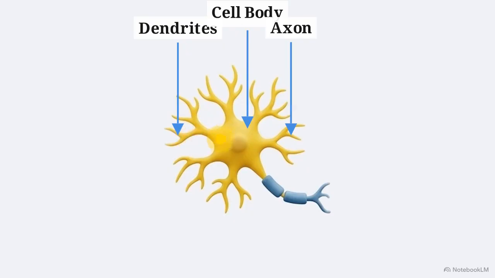Once the cell body processes that input, it fires an electrical signal outward, forcing it to travel down the entire length of the axon. Notice this insulating layer wrapping around the axon. That is the myelin sheath. By encasing the transmitter, it forces the electrical signal to travel at a significantly higher velocity.